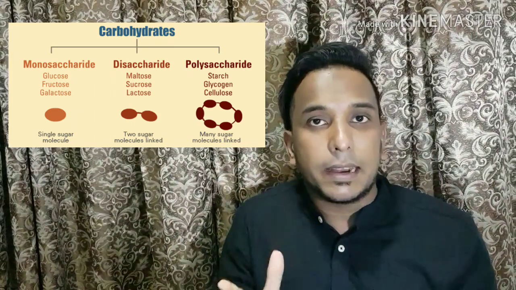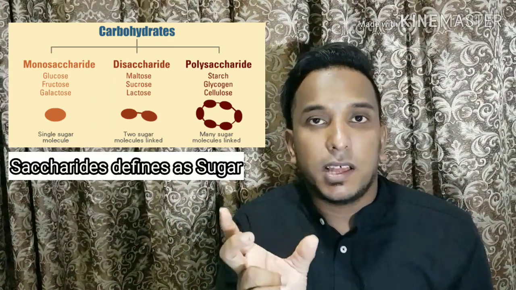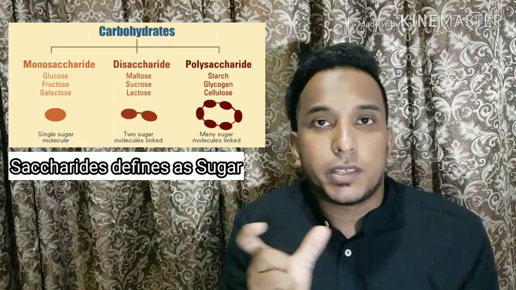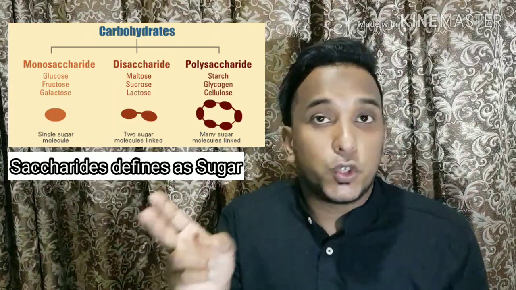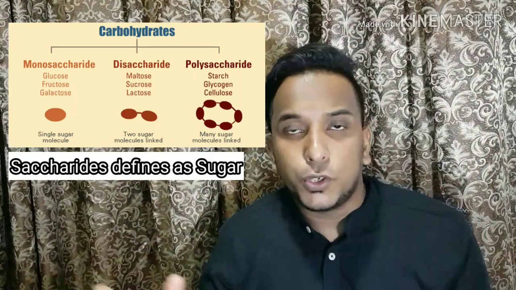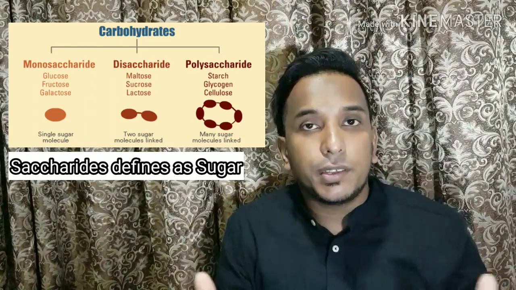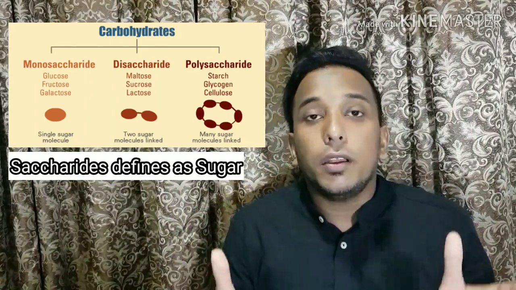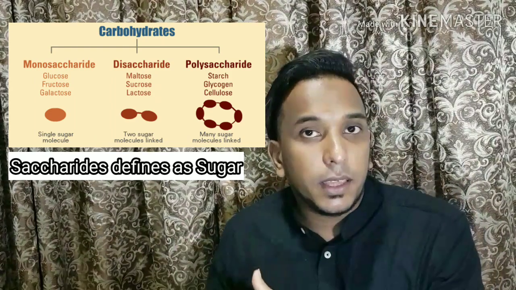Saccharides are defined as sugar. So mono, one sugar, monosaccharides. Disaccharides, two sugars. Polysaccharides, three or more sugars. Carbohydrates are categorized into these three groups depending on the amount of sugar that they contain.